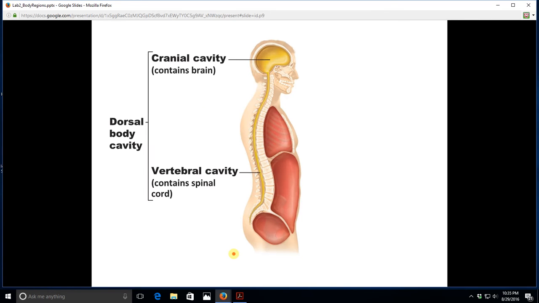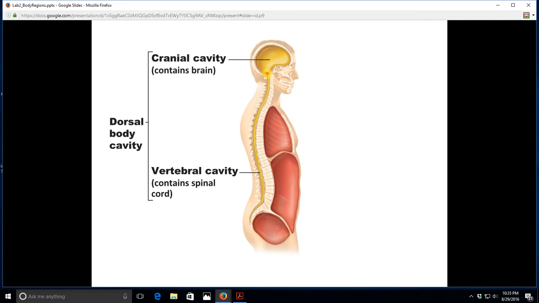Now we got to do body cavities. There are two major body cavities. One is in the front, one is in the back. Here we have, colored in yellow, the one in the back. Because it's in the back, it is the dorsal body cavity. It's got two parts. The cranial cavity, which of course is where your brain is, and the vertebral cavity, which is where your spinal cord is. Note that these two guys are continuous.